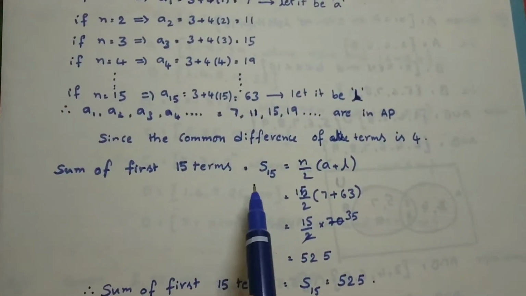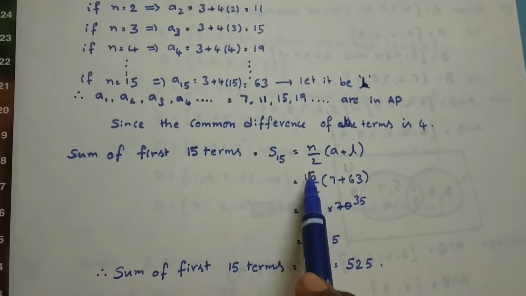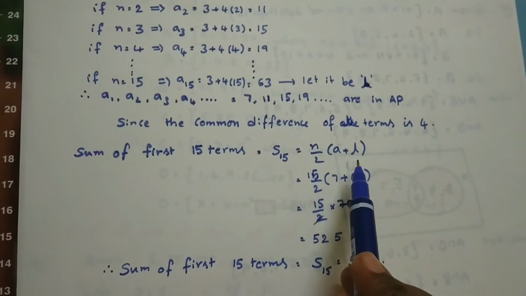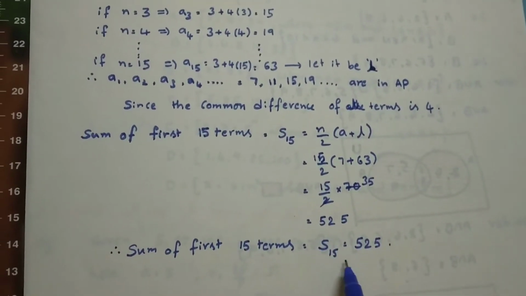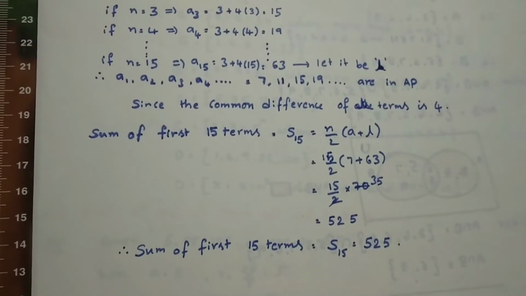Sum of first 15 terms is nothing but S15 is equal to n by 2 into first term plus last term, A plus L. So substitute A and L values, you are going to get S15 is equal to 525.